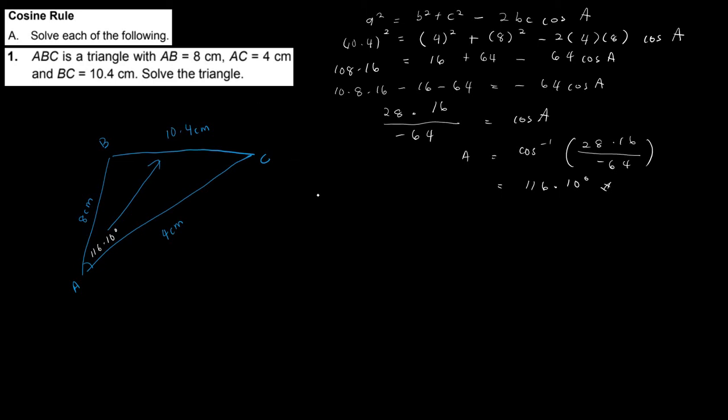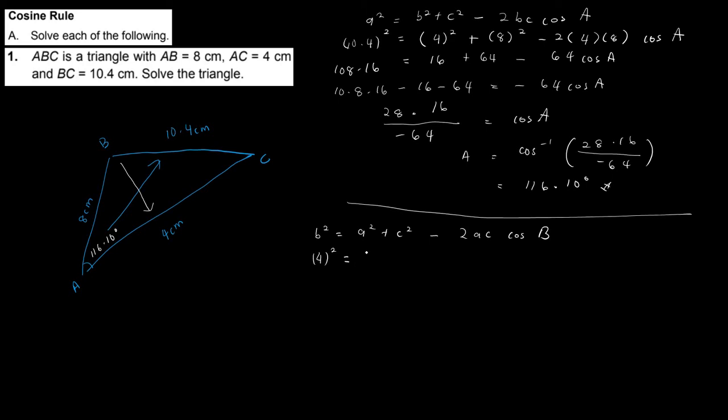And then let's use angle B. This time we want to find angle B. So B square equals A square plus C square minus 2AC cos B. B square: the side opposite angle B is 4 cm.